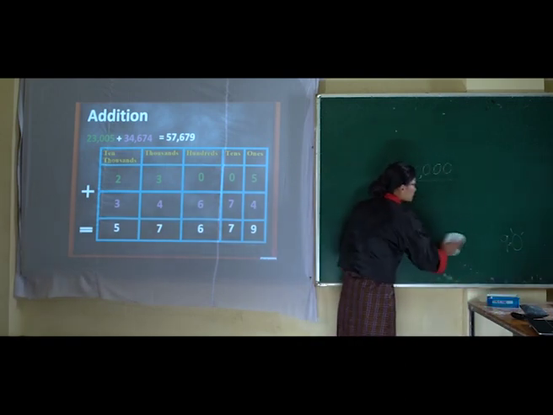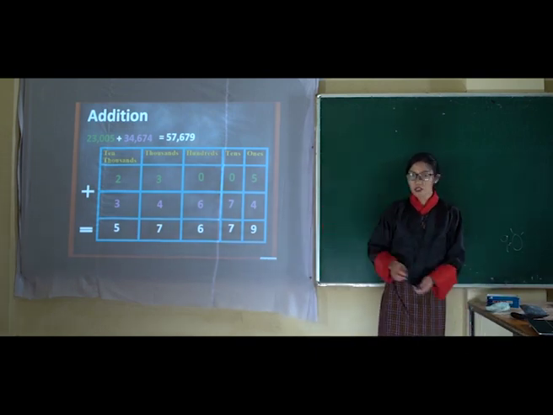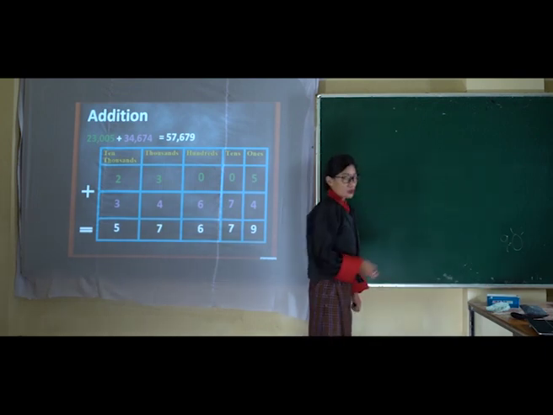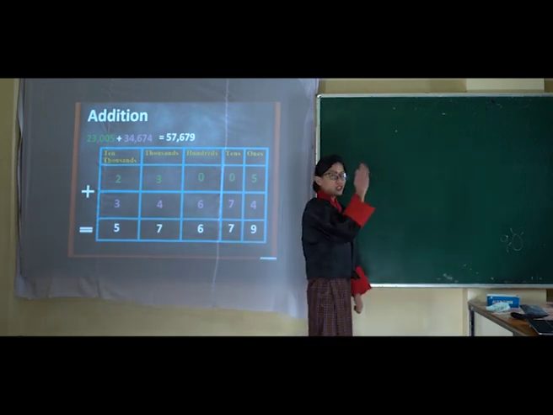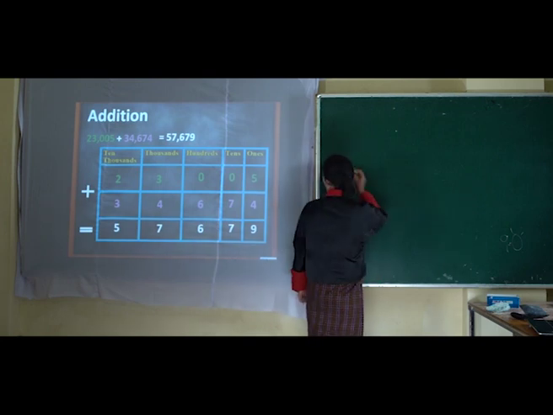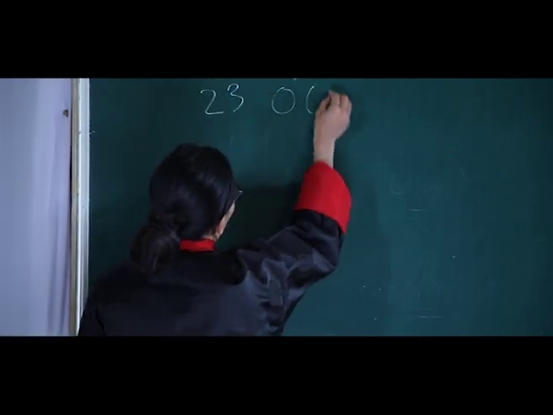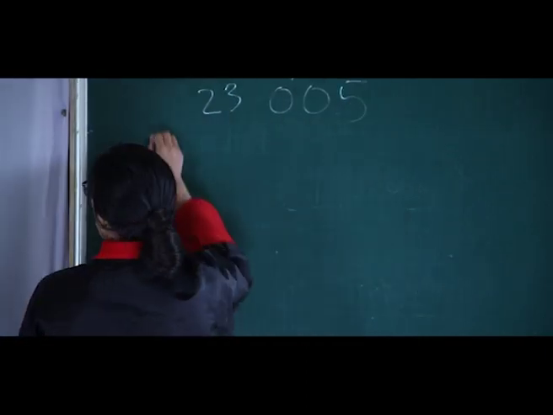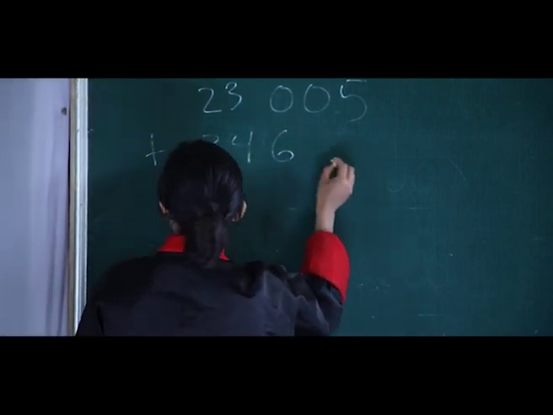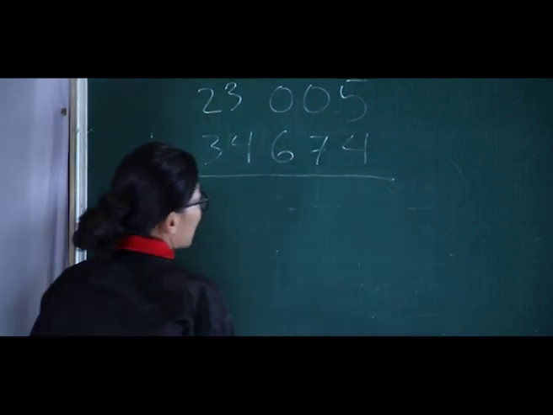As you know, most of the time in your class, as you move on to higher grades, you don't use a place value chart, right? What we usually do is, we just arrange the numbers in proper places but without the place value chart. So let us write the number. 23,005 plus 34,674. Let us add these numbers.